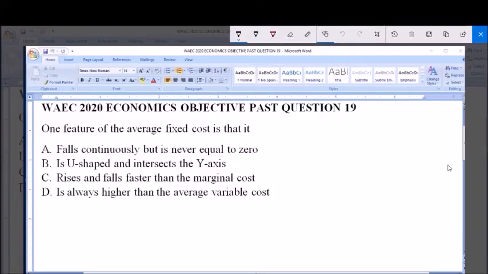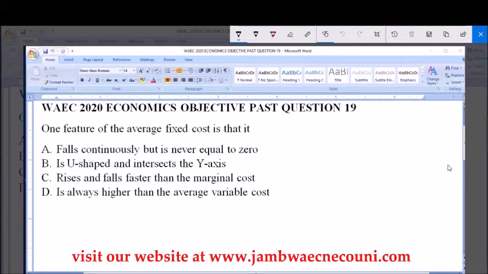Hello and welcome. I will be answering WAEC 2020 Economics Objective Past Question 19. One feature of the average fixed cost is that it A. falls continuously but is never equal to zero. B. is U-shaped and intersects the y-axis. C. rises and falls faster than the marginal cost. D. is always higher than the average variable cost.